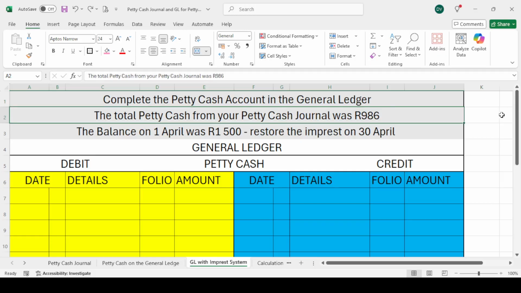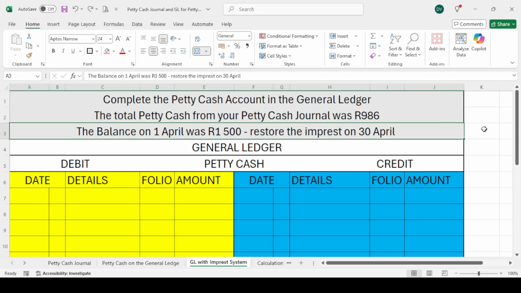The total petty cash from your petty cash journal was 986 Rand. So here, they've just given you the total of your petty cash column. They didn't expect you to do a full petty cash journal and then use that total. They've just given it to you. Then they say the balance of the petty cash on the 1st of April was 1,500 Rand. Restore the Imprest on the 30th of April.